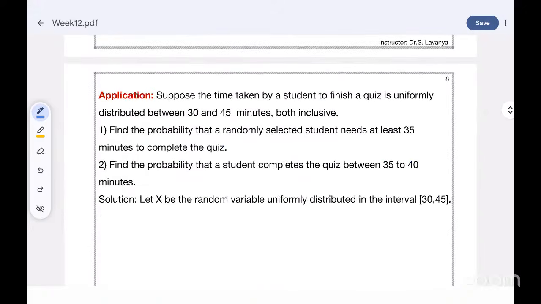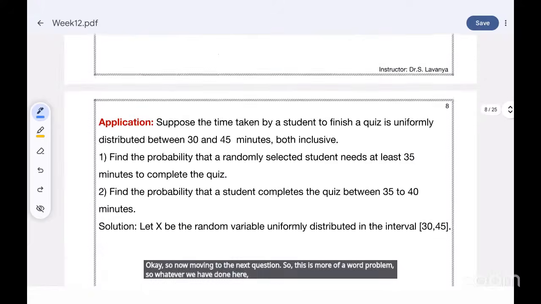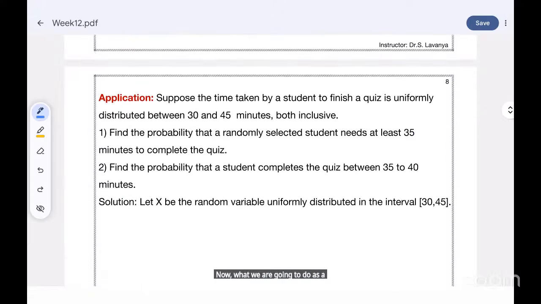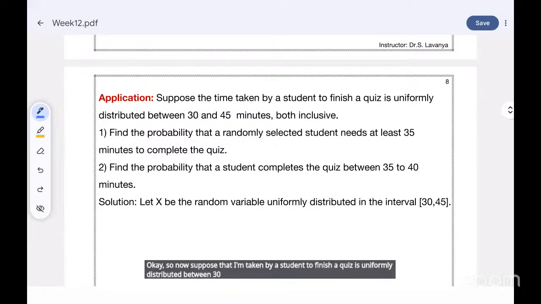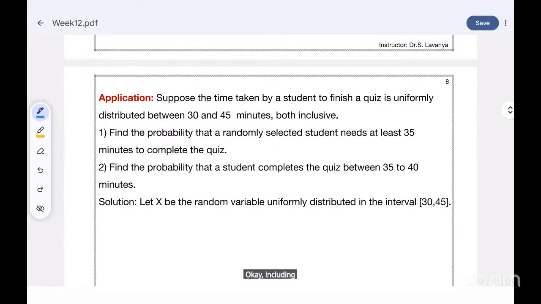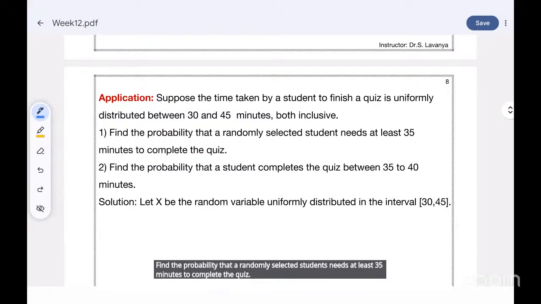Okay, so now moving to the next question. This is more of a word problem. Whatever we have done here, now we are going to do as a word problem. Suppose the time taken by a student to finish a quiz is uniformly distributed between 30 and 45 minutes, including 30 and 45. Find the probability that a randomly selected student needs at least 35 minutes to complete the quiz.